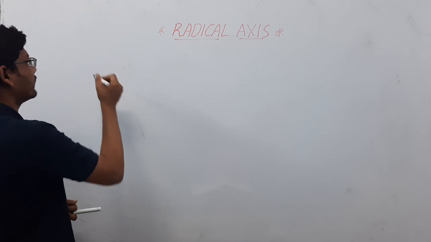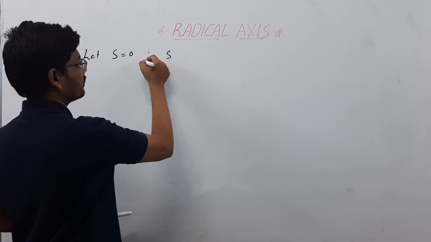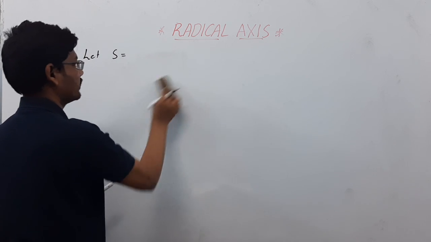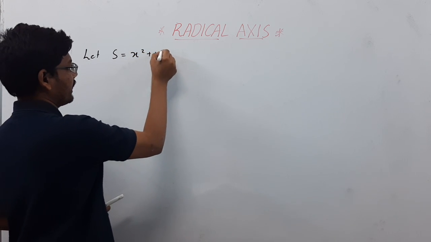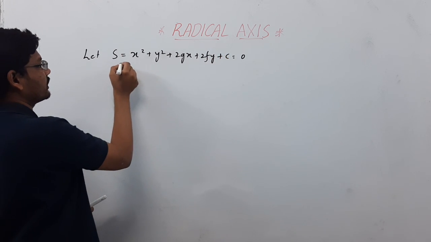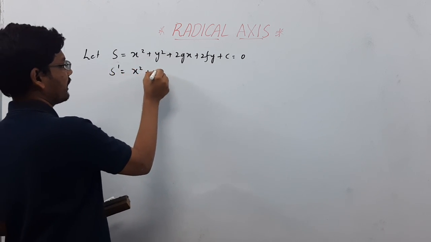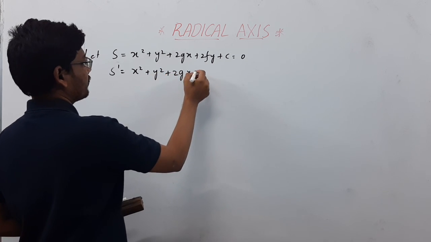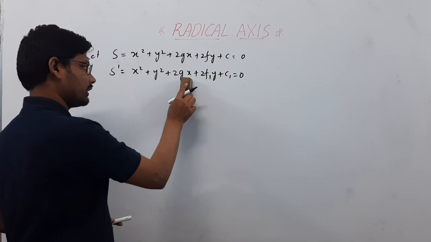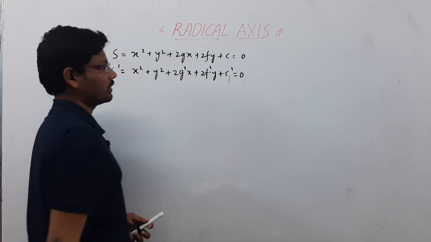First of all, let S = 0, that is nothing but x square plus y square plus 2gx plus 2fy plus c is equal to 0, and S dash = 0. Here I am taking S dash equal to x square plus y square plus 2g1x plus 2f1y plus c1 is equal to 0. Otherwise you can take g dash, f dash, c dash here, equal to 0.